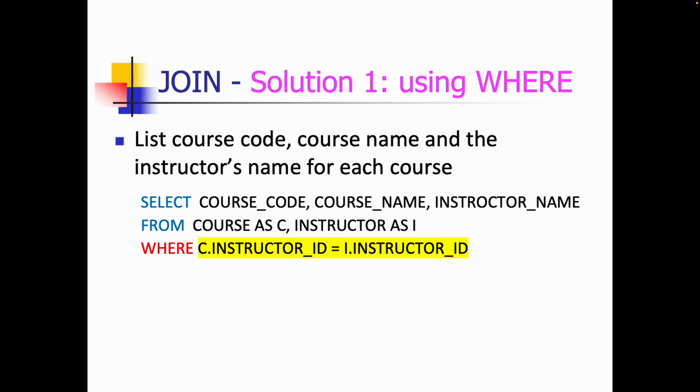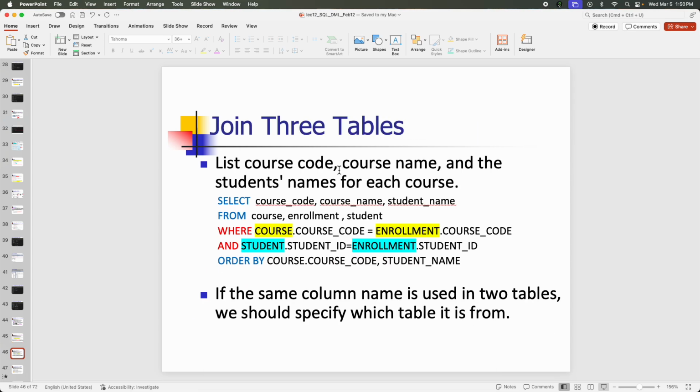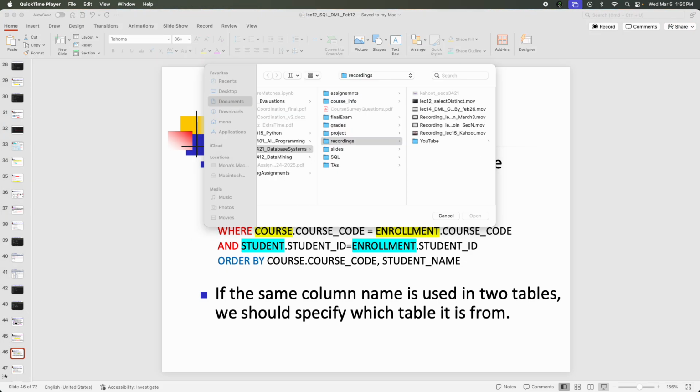Now you can always also order by or sort the results based on any column that you want. For example, you can write order by course code, right? Going here quickly for the second one. Now we want to get course code, course name, and a student name for each course, okay?